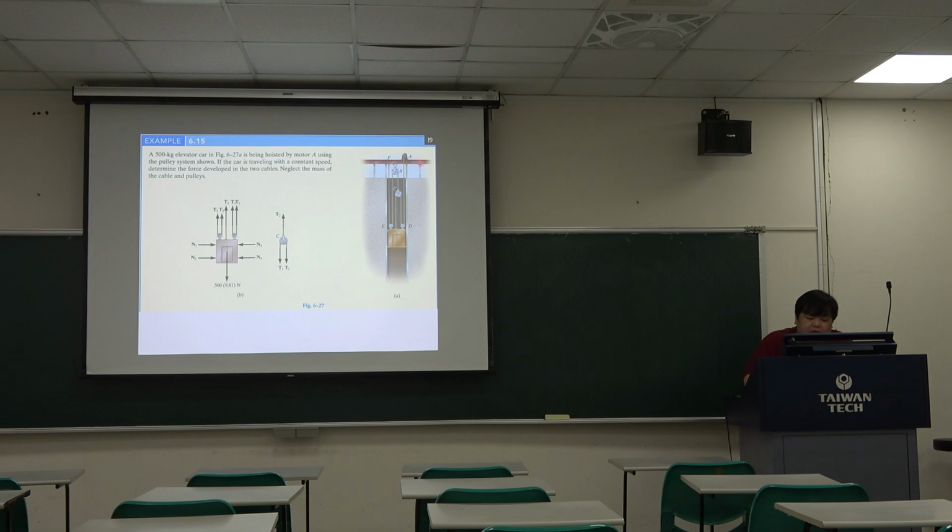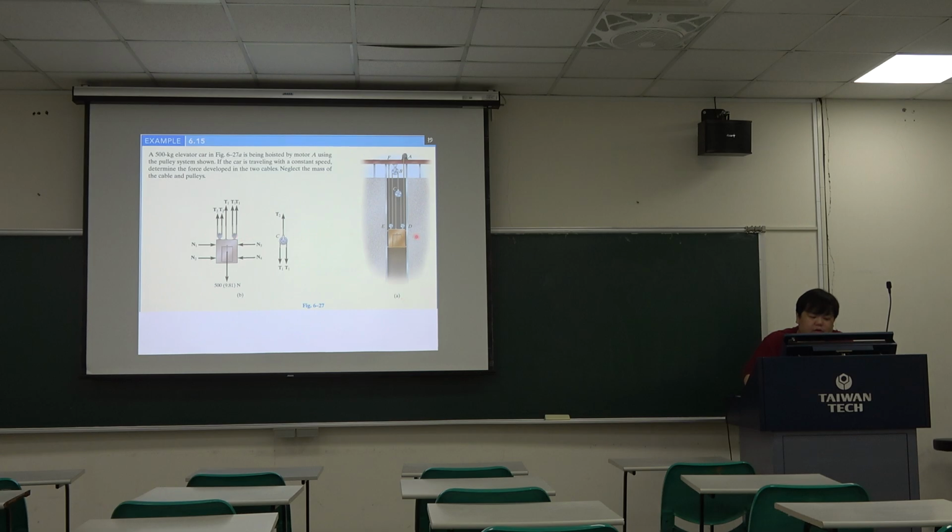Okay, so the first cable goes from A to D to C to the elevator car. And the second cable goes from F to E to B to C. Okay, so we want to calculate these two cable tension forces, and don't forget that because the first cable is the same cable, each part has the same tensile force.